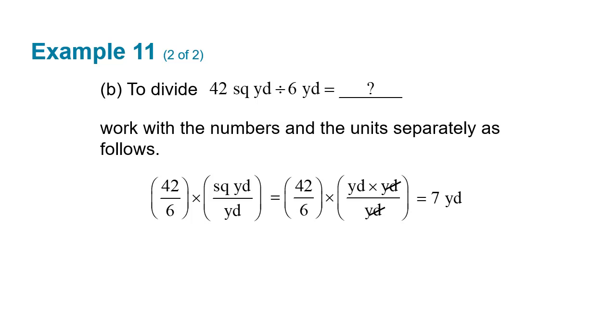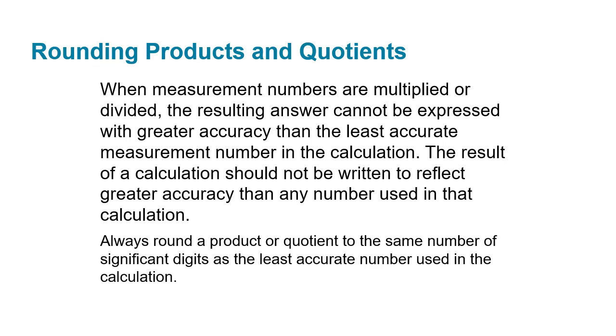Because square yards is just yards times yards, and then you divide by yards. Of course, the 2 yards cancel top and bottom, and you're left with just 1 yard on top. And then 42 divided by 6 is 7, and our answer is 7 yards. Yay, it makes sense, right? Everything works the way we expect it to work. And that's the nice thing about units of measure: they work the way we think they should work.